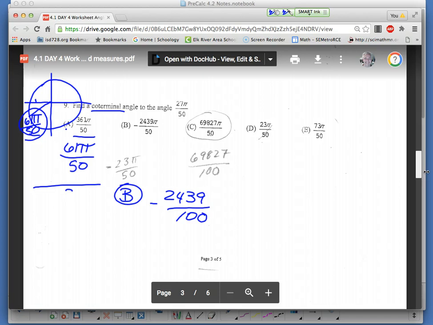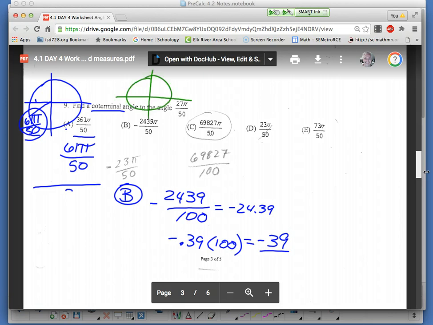Okay. So I got 39. This is negative 24.39. Now I'm worried about 0.39 times 100. Well, the beauty of this is it's 100, so that's negative 39. So that's negative 39. Okay. I'm not even out of the first quadrant yet. Well, I'm out of the first quadrant. I'm sitting in the second quadrant on this one. Maybe I have a different thing here. So I've got this, and this is 50. This is 50 pi over 50.